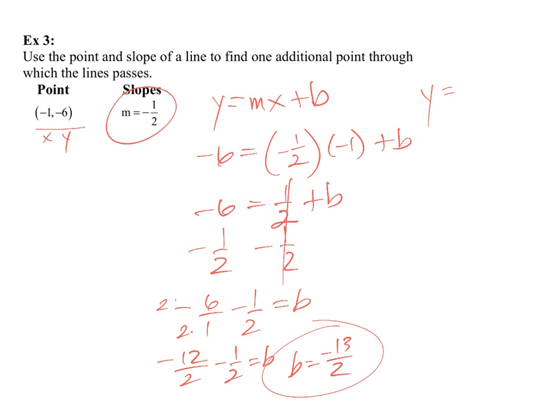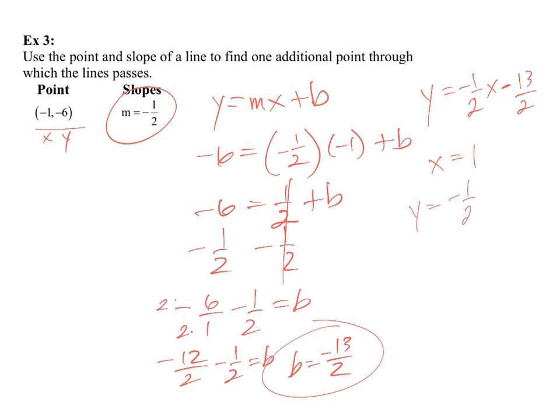To construct our equation, we need to have m in it, which is negative a half. And I need to have b in it, which is negative 13 over 2. Okay, and now I need to find another point. It's your choice. Let's just plug in 1 for x. And we'll find which y value is associated with 1 for x. So let's plug that in.